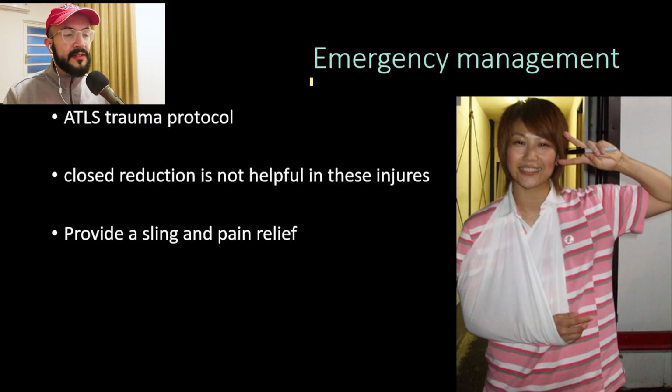Now let's talk about the emergency management. So in the emergency department, the patient is managed according to the advanced trauma life support trauma protocol that we explained in a previous video. And also, closed reduction is not helpful in these injuries, and it might hurt the patient, so don't attempt it. And the best way is to provide a sling, as you can see in this picture here, and give the patient pain relief.